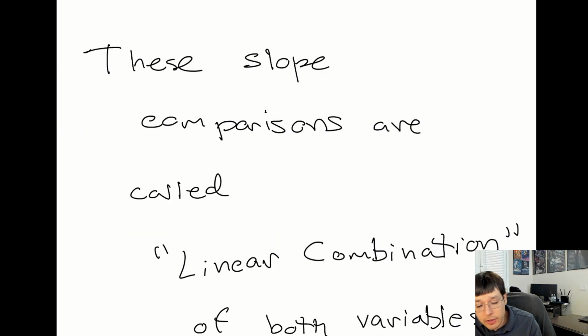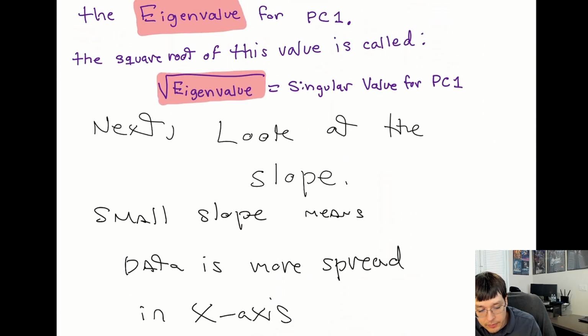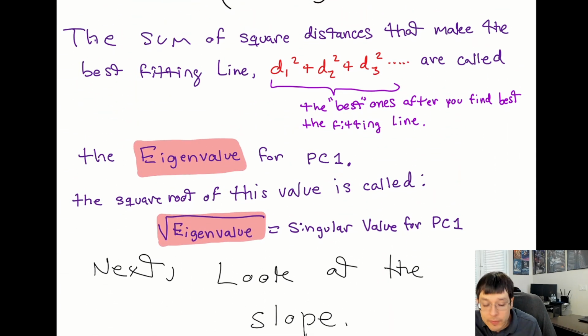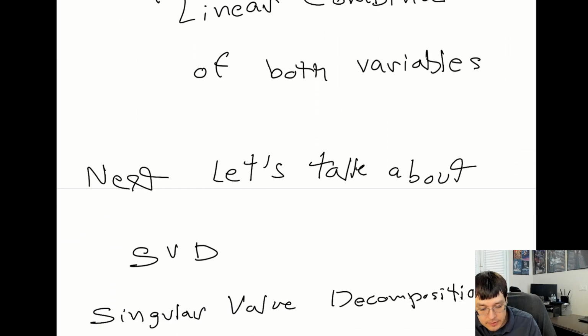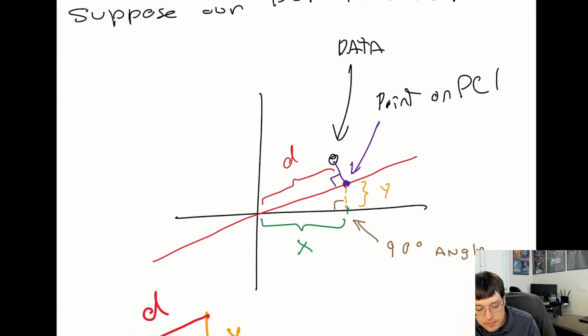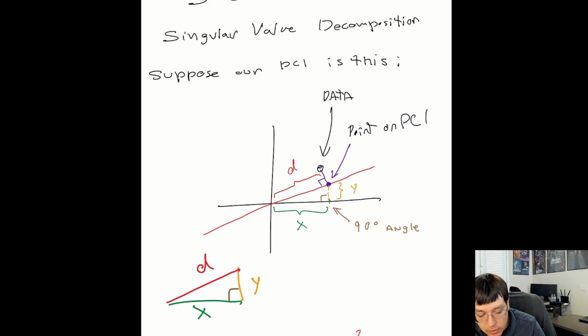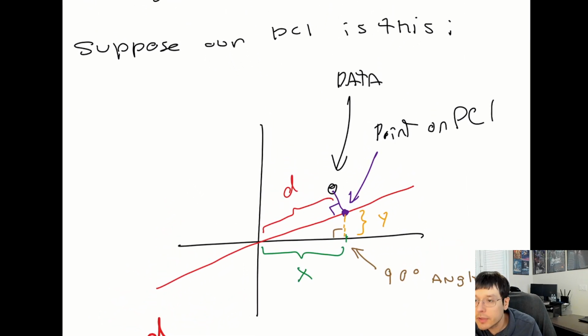We already heard what singular value is, right? Because singular value is the square root of the eigenvalue. So suppose that we have our principal component, which is that line, the best fitting line. Remember, that's called the principal component.